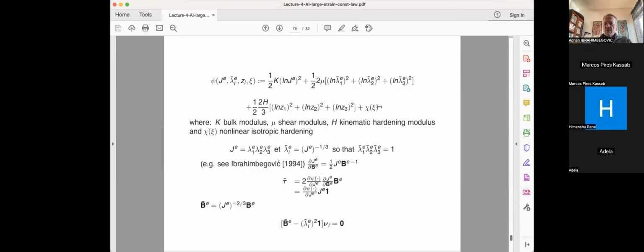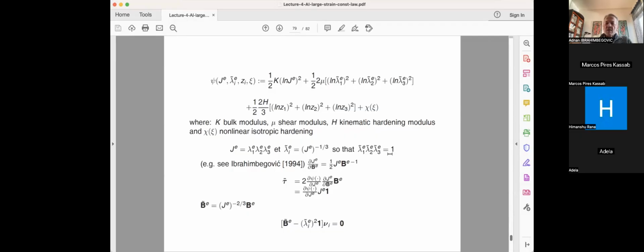And then finally, you can have isotropic hardening. It could be a quadratic form, or something that represents saturation hardening, and you can handle all this. So basically, if you have, for example, J^e, simply the product of lambda 1, lambda 2, lambda 3 elastic, then the deviatoric part is basically J^e to the minus 1/3 times the lambdas, so that lambda 1, lambda 2, lambda 3 tilde product is equal to 1.